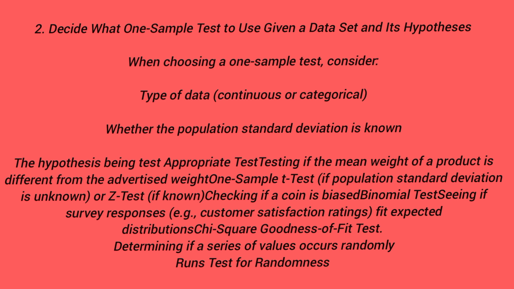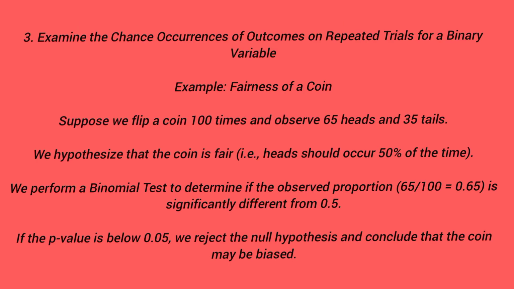Checking if a coin is biased: binomial test. Seeing if your survey responses, for example customer satisfaction ratings, fit an expected distribution: chi-square goodness of fit test. To determine if a series of values occurs randomly: runs test for randomness. It examines the chance occurrences of outcomes on repeated trials for a binary variable. For example, fairness of a coin.